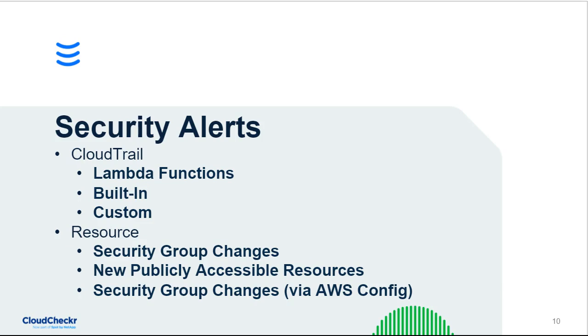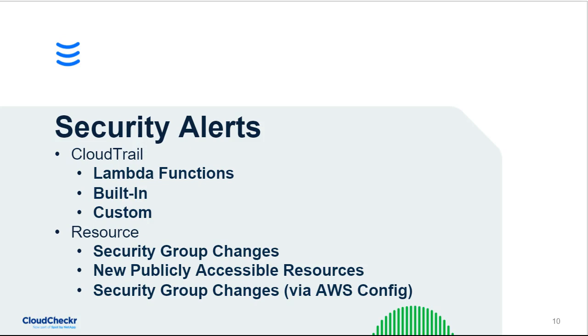All right, so now through security alerts, we have two main branches of security alerts, and that's CloudTrail-based alerts and resource-based alerts. So the CloudTrail alerts are going to require you to be logging CloudTrails in AWS and have CloudCheckr ingesting that. If that is something you're not doing and you want to take advantage of, simply reach out to your contact at CloudCheckr, be it support, your account manager, partner development manager, or technical account manager, and we can get you connected with the resources to get CloudTrail ingested into CloudCheckr.